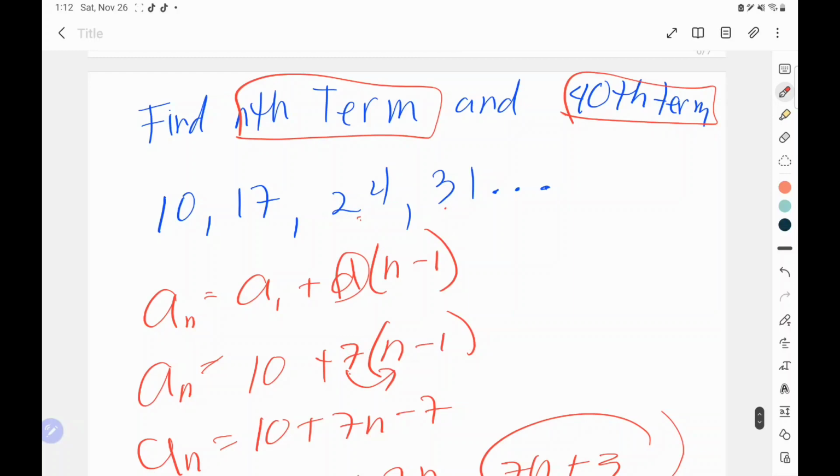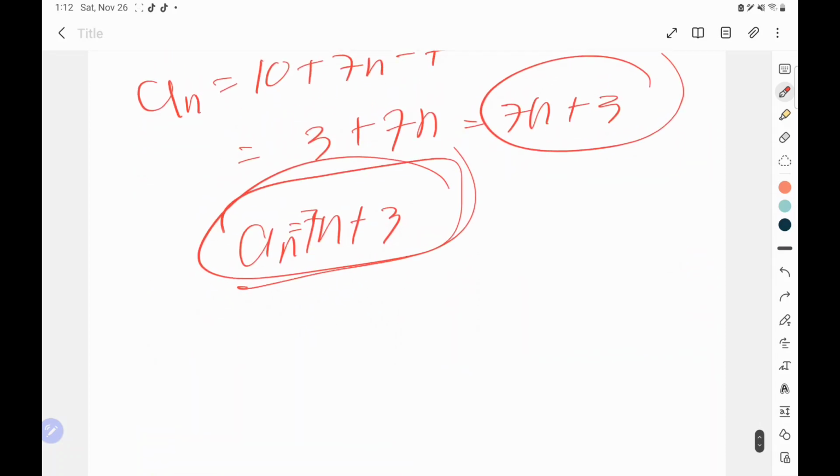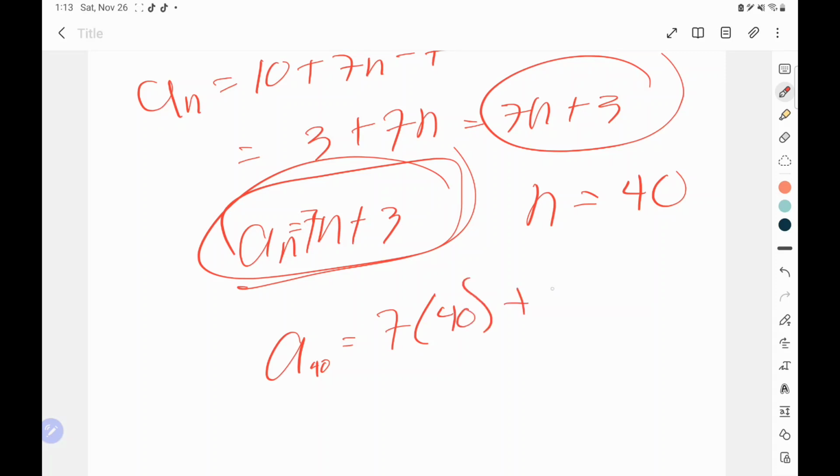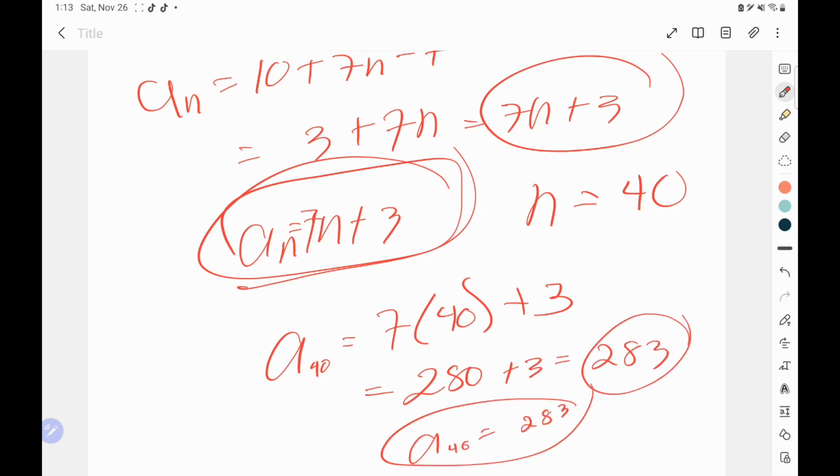Next, our problem here is asking for the 40th term. What is the 40th term of the sequence? All we have to do is to go back to the nth term now, and change n is equal to 40, correct? That's it. So we have a sub 40, or the 40th term, and our n is 40 here, so you have to multiply 7 by 40 plus 3, which is equal to 280 plus 3, 283. So basically your 40th term is 283.